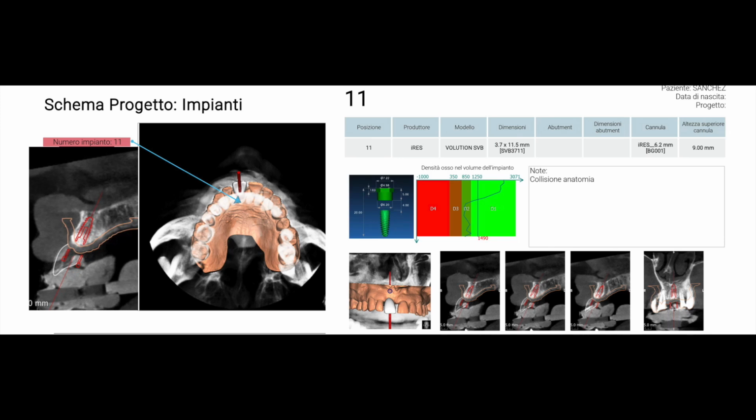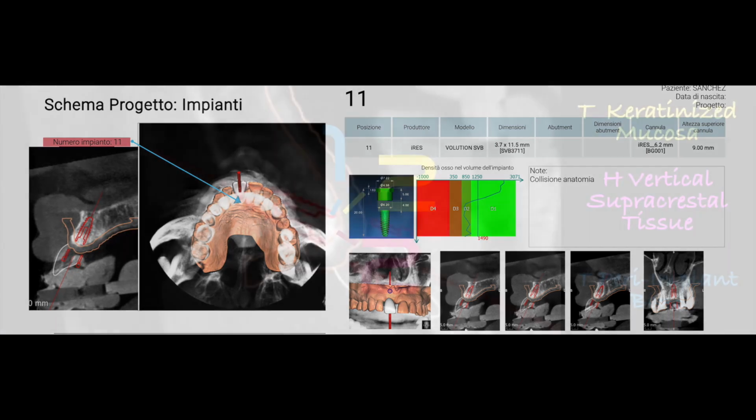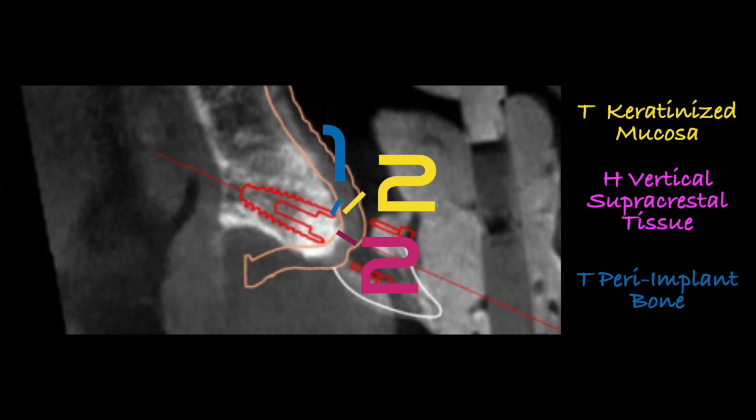The programming of the guided surgery with dedicated software allows us to program the position of a conical implant with internal connection, diameter 3.75 and length of 11.5 millimeters.